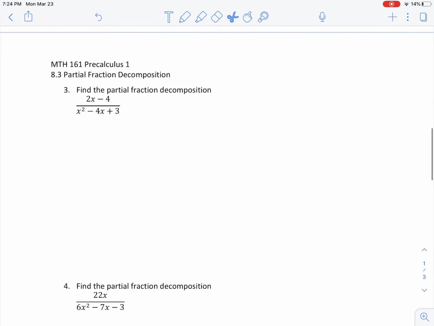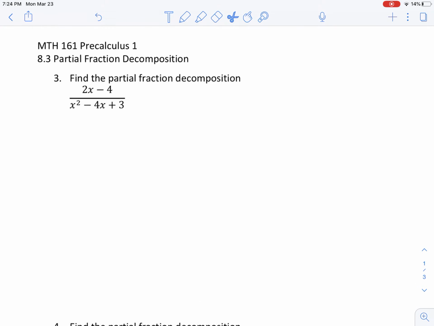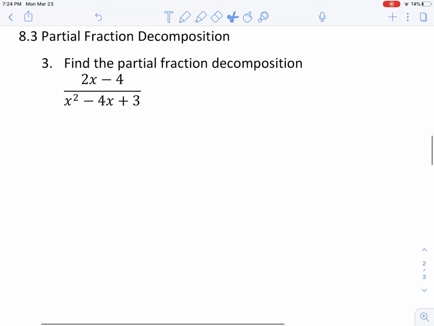All right, let's go to number 3. Now this one, the factoring is not too bad. So take a look. The denominator is x squared minus 4x plus 3. So your job is to first factor this. Factor the denominator.